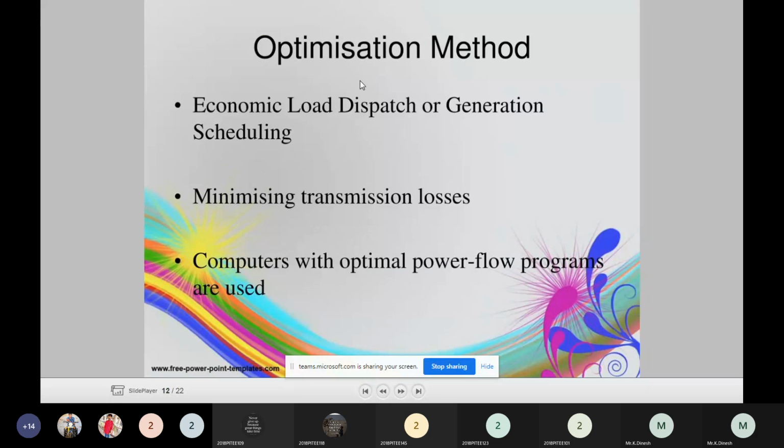And the optimization methods, these are all the optimization methods we have. Economic load dispatch or generation scheduling, minimizing transmission losses. Computers with optimal portfolio programs are used.